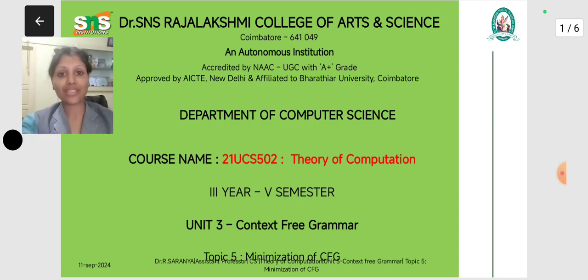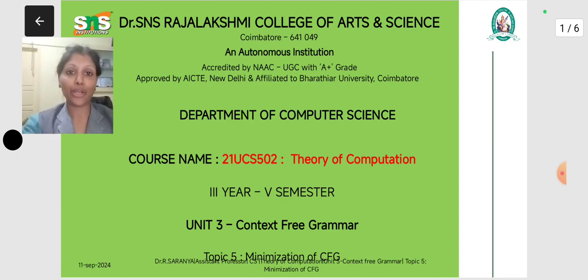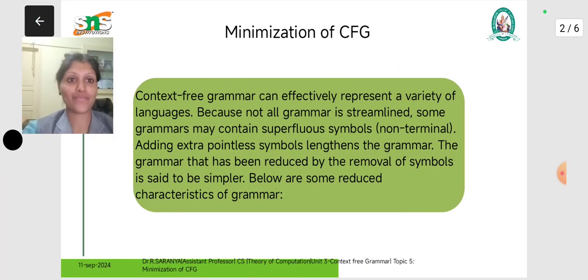Today, in this lecture series, we are going to see the subject theory of computation. In it, we are going to see one interesting topic, that is none other than minimization of CFG. Come on, let us see the concept. First of all, minimization of CFG.